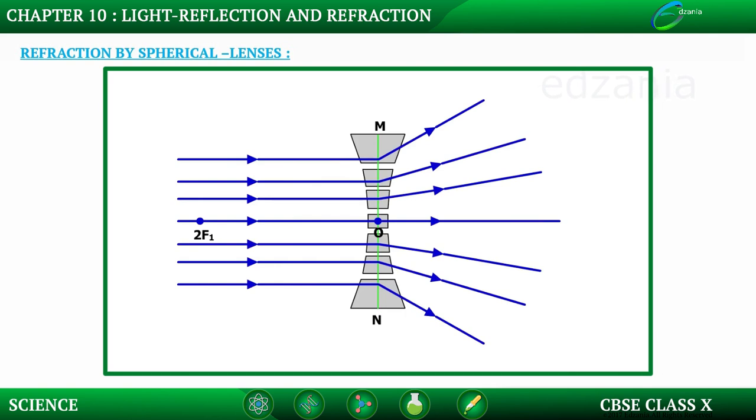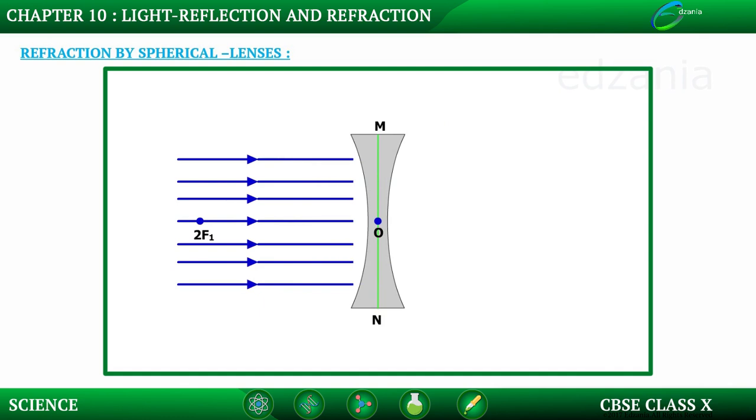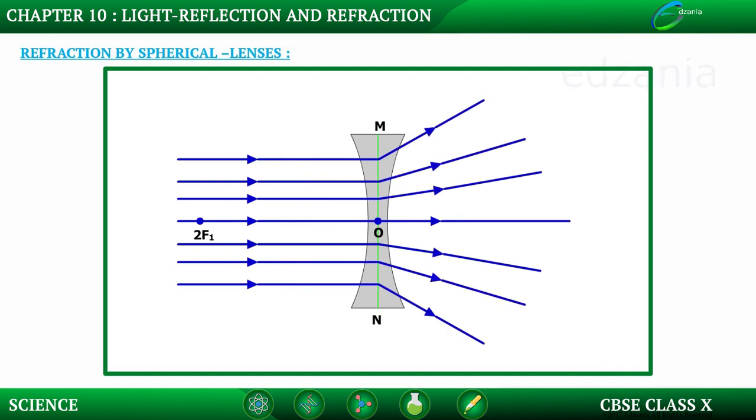upper side here. So as a result, the parallel rays which are falling on one side of the concave lens will diverge out. They will spread out. The outermost rays will suffer more deviation and they will diverge the maximum, and the ray which is passing through the principal axis will move unaffected.